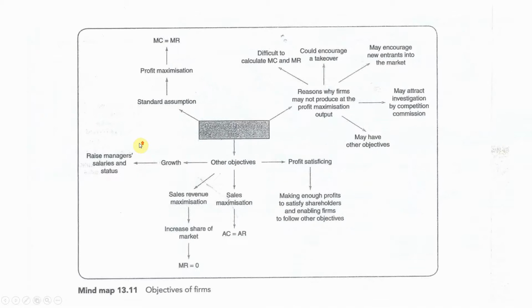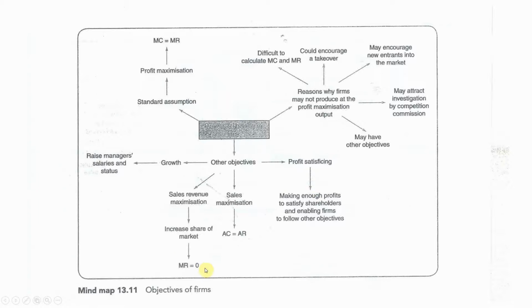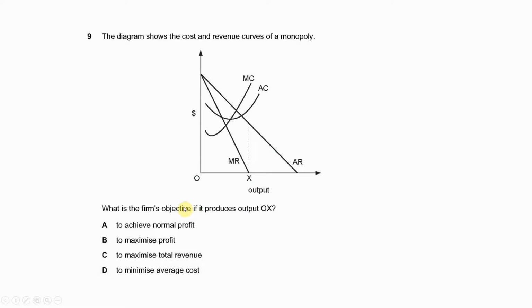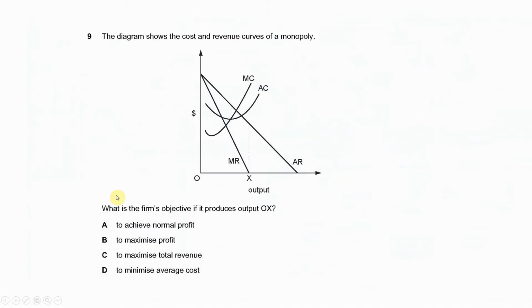Let's see some examples. Okay, the diagram shows the cost and revenue curves of a monopoly. What is the firm objective if it produces output OX? So this is the dollar sign, this is OX, this is the average revenue. Clearly at OX, marginal revenue is equal to zero. So we go back to this, marginal revenue is equal to zero. So the objective of the firm is sales revenue maximization. So that's what we're going to look for here. And it's also called the total revenue. So when marginal revenue equals zero, price times quantity is the largest, which means that total revenue is the largest.